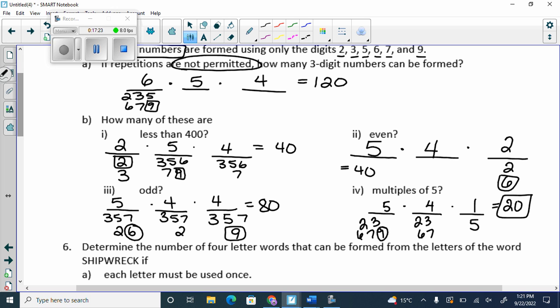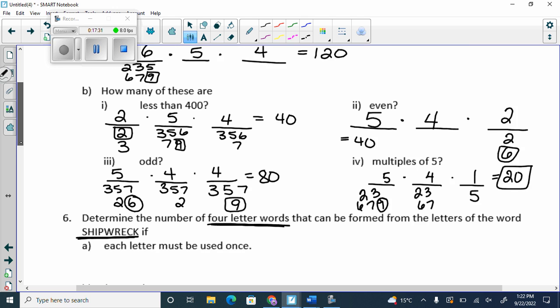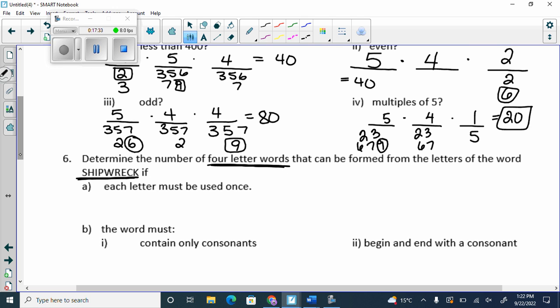Number 6 says determine the number of 4-letter words. So this is important, 4-letter words that can be formed from the letters in shipwreck. And I have shipwreck in letters on my board over there. They're not in alphabetical order, but it's all the letters of shipwreck. Shipwreck has 9 letters. But we're making 4-letter words out of it, right? So I have 1 letter and 2 letters and 3 letters and 4 letters.